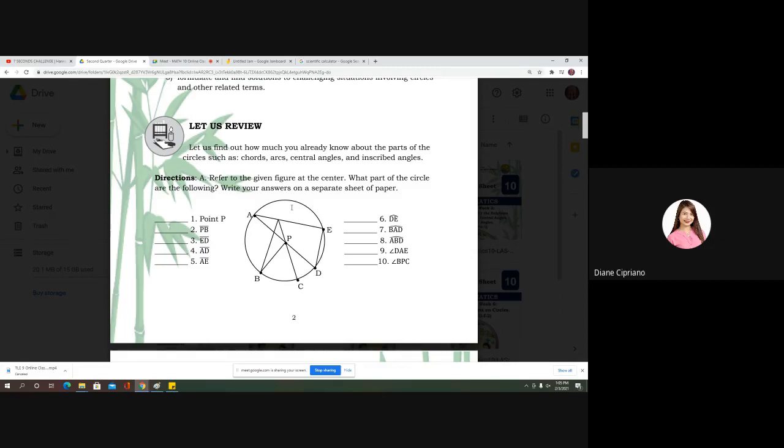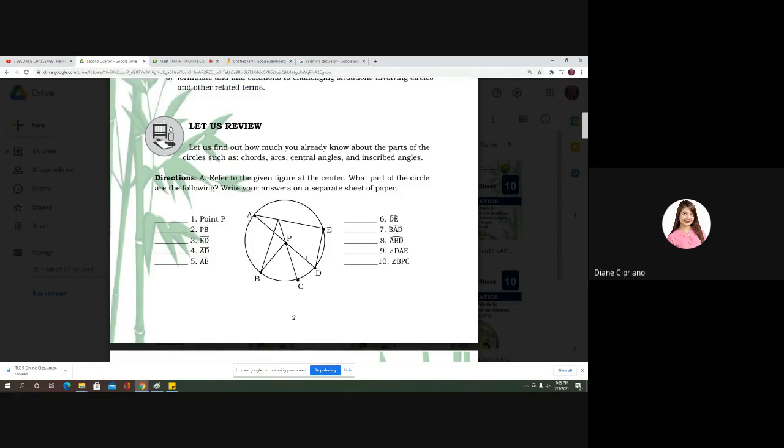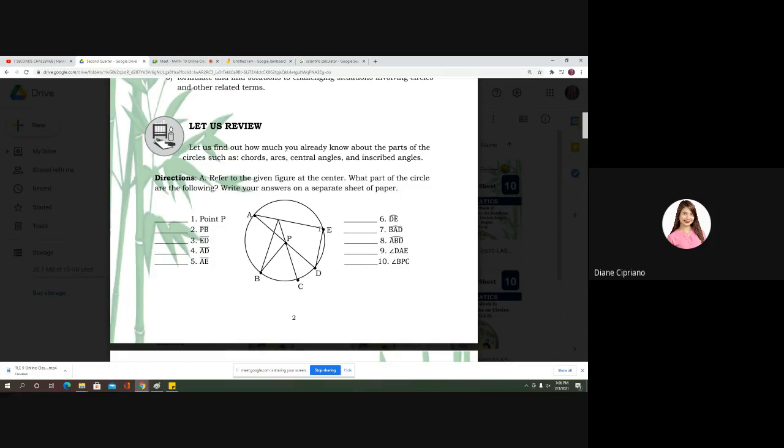On our number 1, which is the point P, it is called a central angle. For our segment PB, it is the radius. So again, it is just a review, so bibilisan na lang naman natin. For the ED, this part, it is the chord of this circle. Number 4 is this segment APD or AD, which is the diameter or the central segment of the circle. Number 5 is the AE. AE is also a chord.